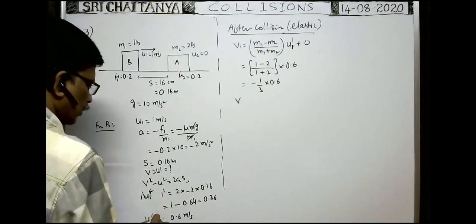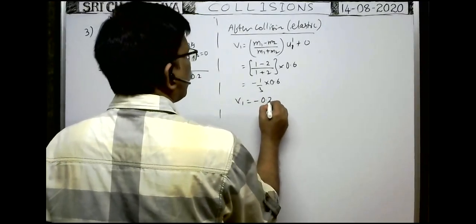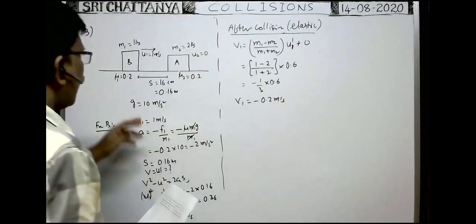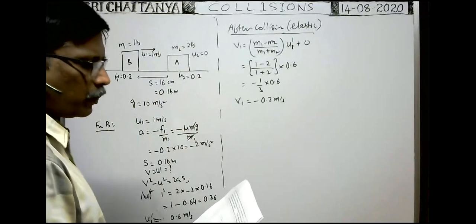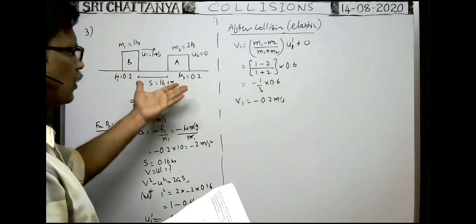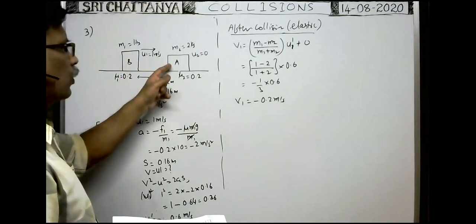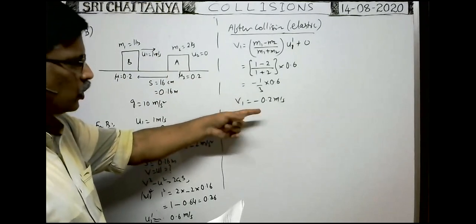Okay, this is equal to this one. Now v1 is equal to minus 0.2 meter per second. That means after this block makes collision, it rebounds with a velocity of minus 0.2 meter per second. So after collision, block B rebounds. That's very clear. When it makes collision with A, it rebounds with a velocity of 0.2 meter per second.